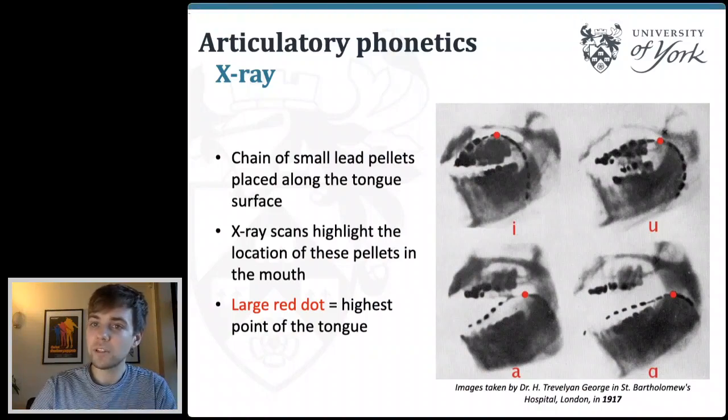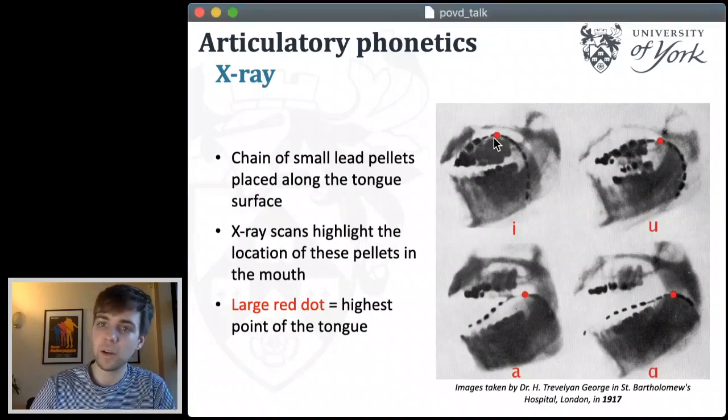And it illustrates what we saw before. So for the E vowel, the highest point of the tongue is quite high up and quite far forward in the mouth. For oo, it's quite high up but further back. And then for R and O, for R, it's kind of lower down.